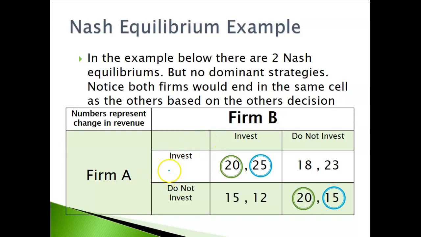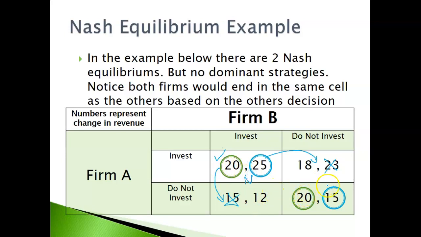So firm A, if they chose to invest, then firm B is going to invest, and so forth. So is there any reason why firm B would choose to not invest from here? Would they want to go from the 25 over to the 23? No, that's a bad choice. Is there any reason why firm A would want to go from investing to not investing? No, that's a bad choice. So in this case, if they'd started with invest and invest in this quadrant, they would stay there. There's no reason for one of them to deviate. This is a Nash equilibrium.